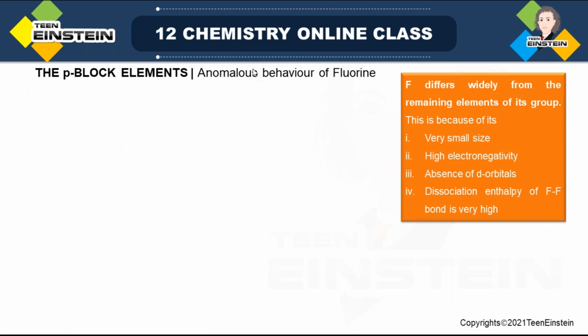The first element is fluorine in this group, and as usual it also shows some anomalous behavior that we have already seen. But what are the reasons behind this anomalous behavior of fluorine? The reasons are small size of fluorine because it is from second period. Then high electronegativity. It is the most electronegative element in the whole periodic table, not just in this group. Absence of d orbital. There is no d orbital because it is from second period. And dissociation enthalpy of F-F bond is very high. That means if you want to break it, this process will require high amount of energy.